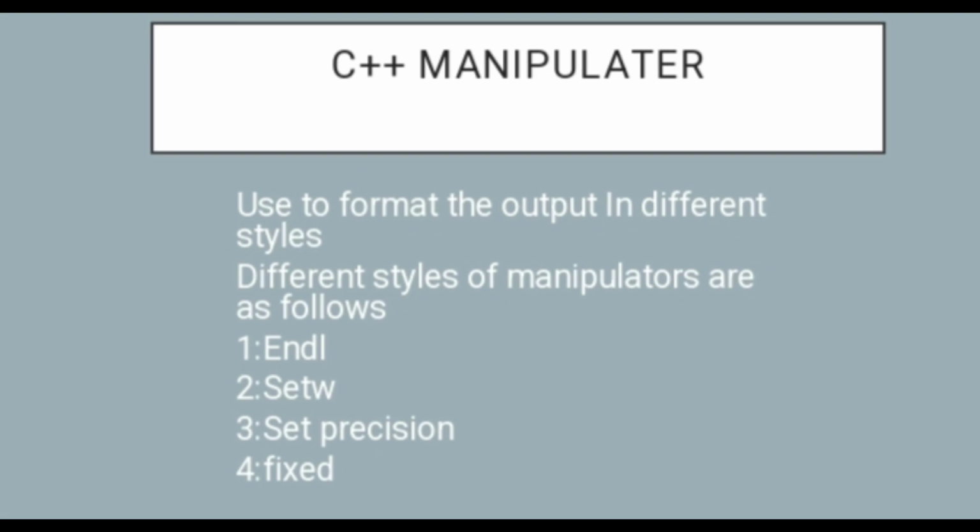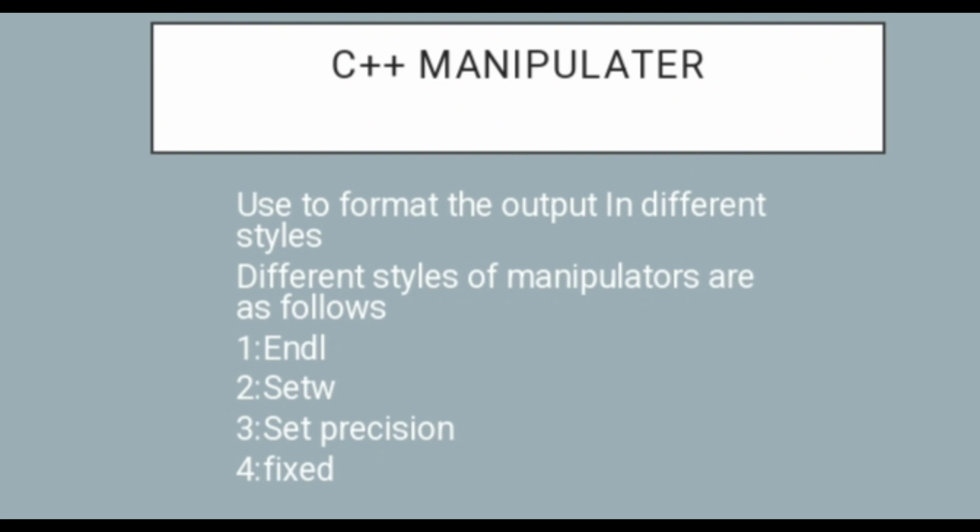Today, the topic that we are going to discuss is C++ manipulator. Manipulators are helper functions for C++. They are used to modify the input and output stream. Basically, it modifies the stream only using the insertion operator. The C++ manipulator is used to format the output in different styles. There are different types for this, like endl, setw, setprecision, and fixed length, etc.